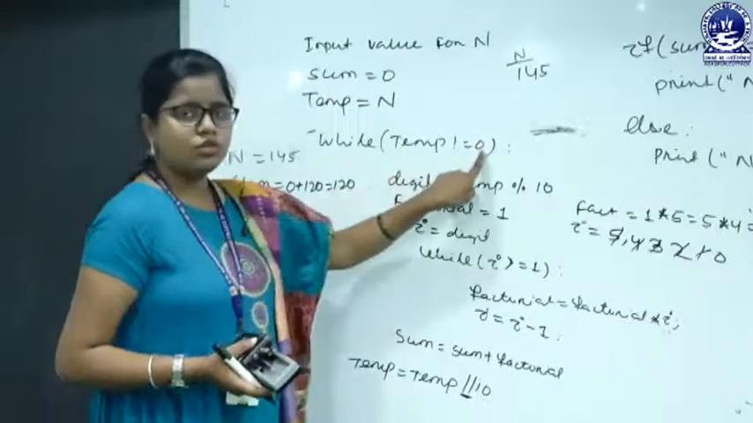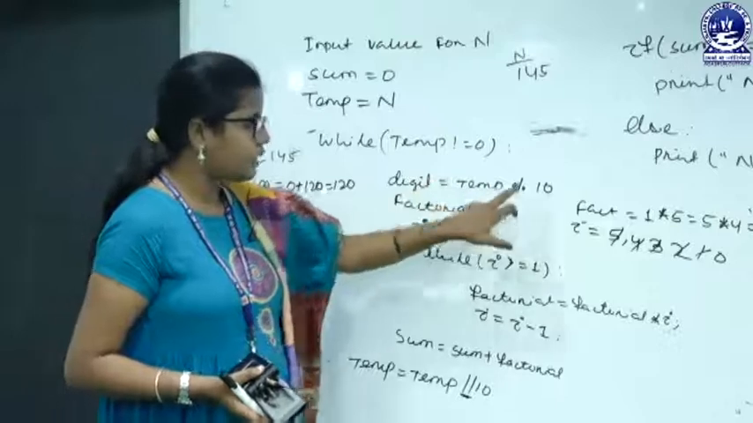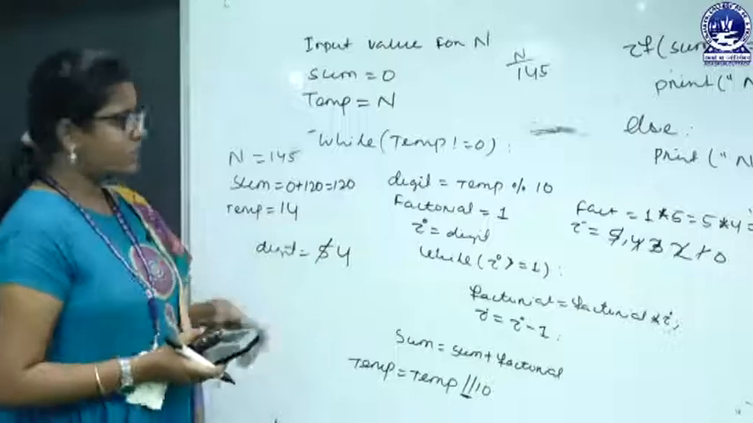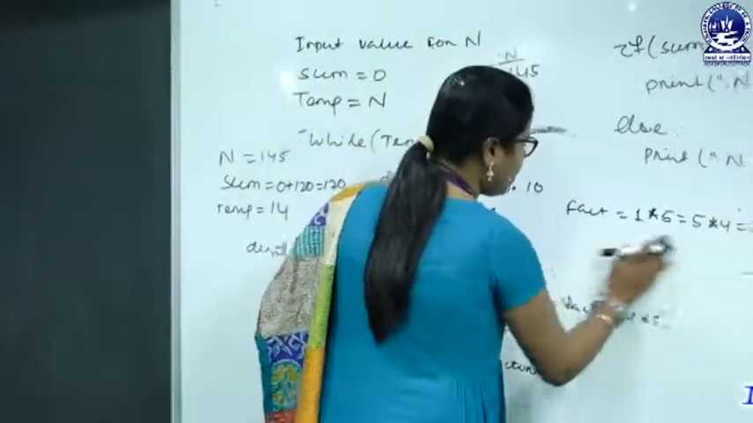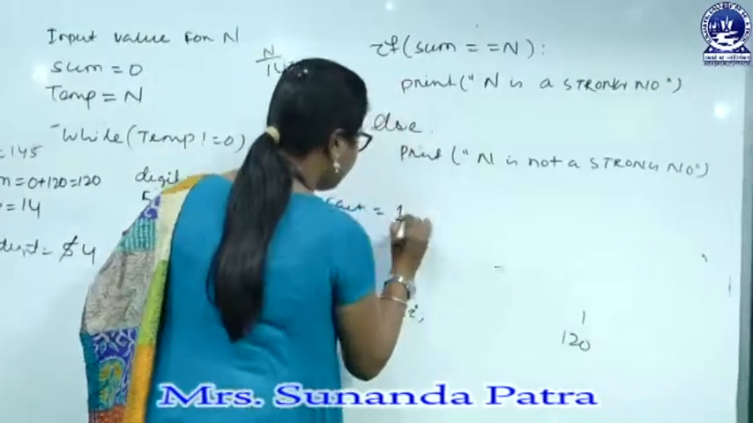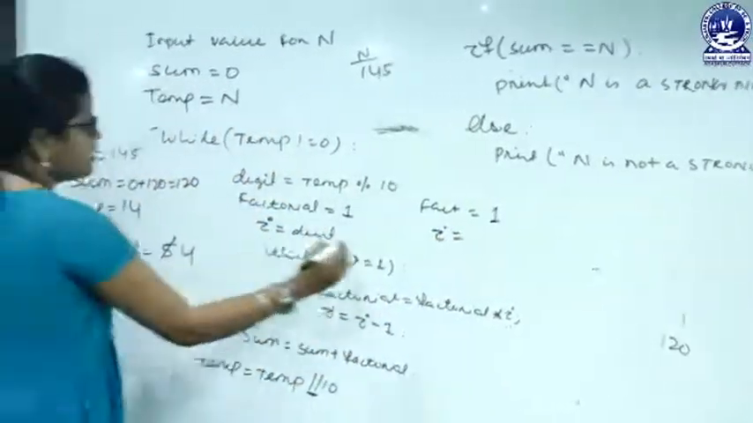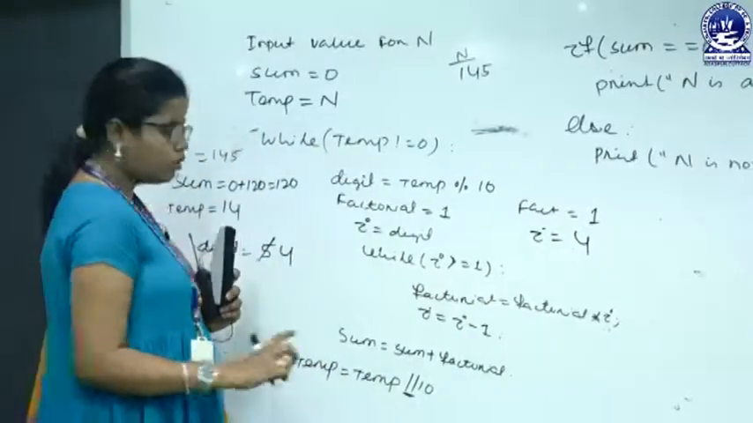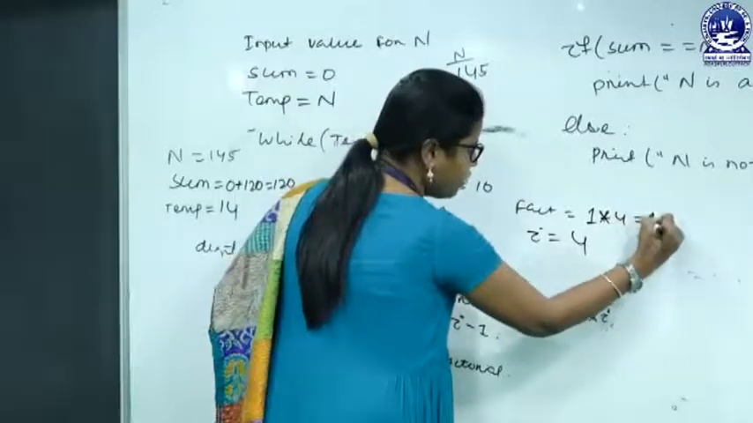14 is not equal to 0, true. Then we will go here. Digit equals 14 modulo 10. So digit is now 4. Factorial equals 1. So factorial will get modified with what? 120 will get modified with 1. I equals digit. So I will be what? Here it is 4. 4 greater than or equal to 1, true.